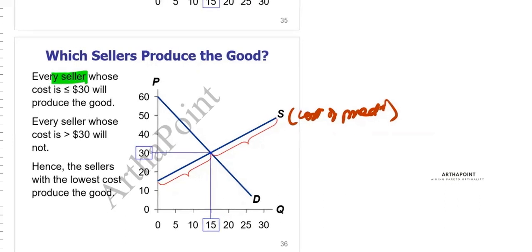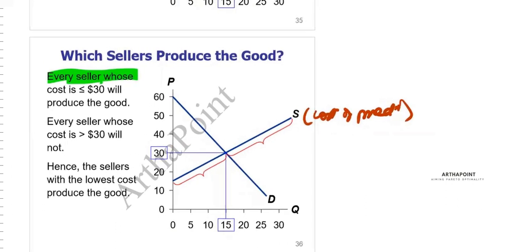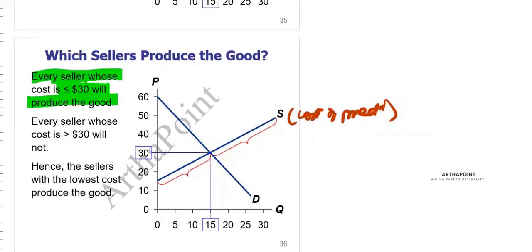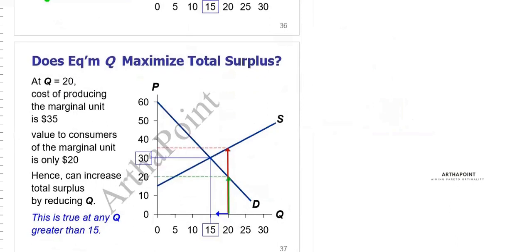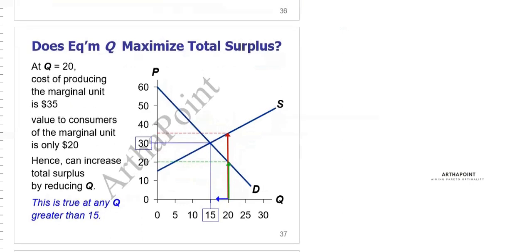So every seller whose cost is less than or equal to 30 will produce the good. Every seller whose cost is more than 30 will not. So the seller with the lowest cost will only produce the good. So that is also satisfied. So which means, yes, the equilibrium is maximizing the total surplus.